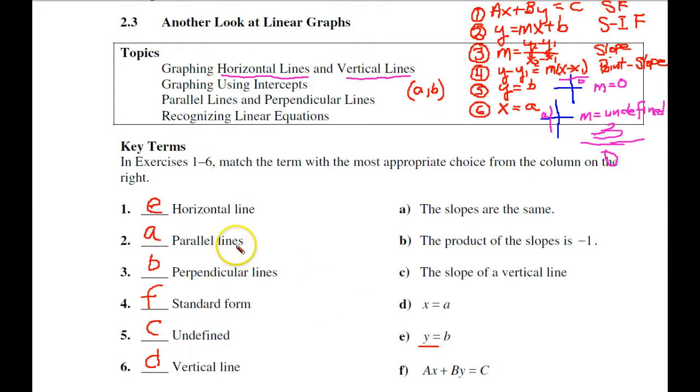Parallel lines, we haven't done that yet, but you could imagine that if the graph looked like this, what could you say about the slope? Well, the slopes are the same.